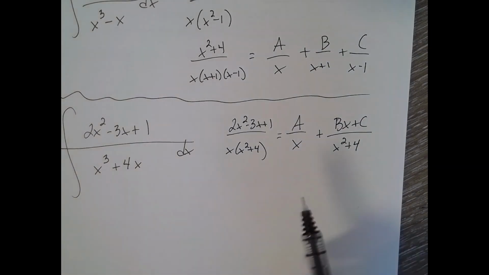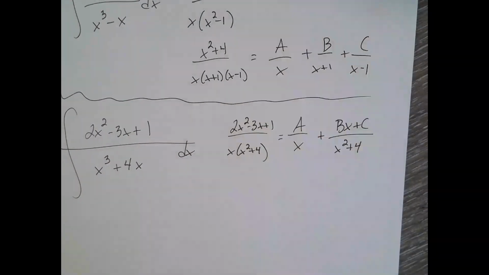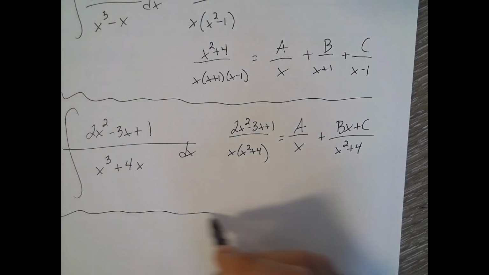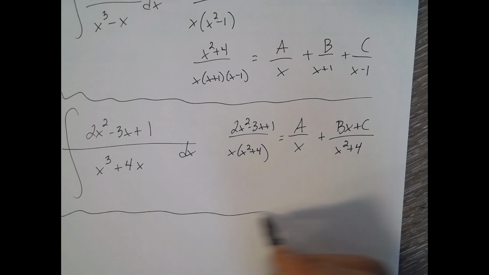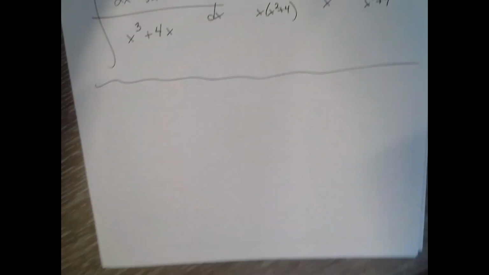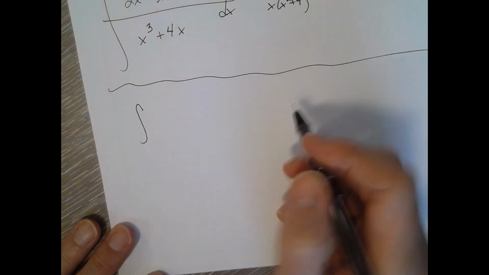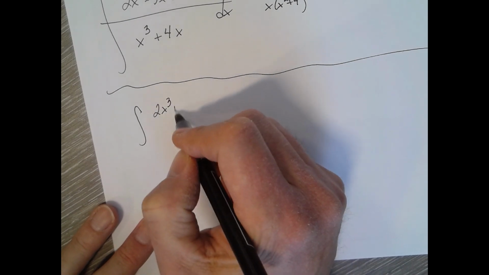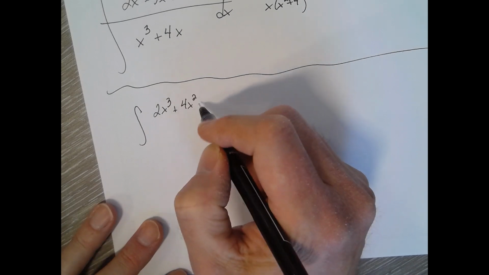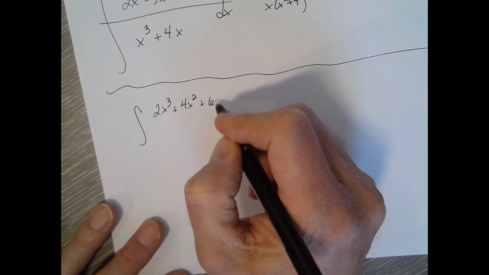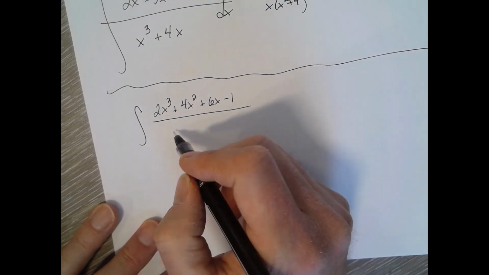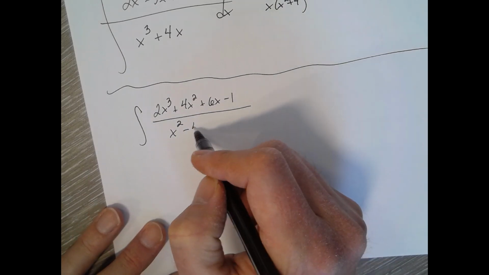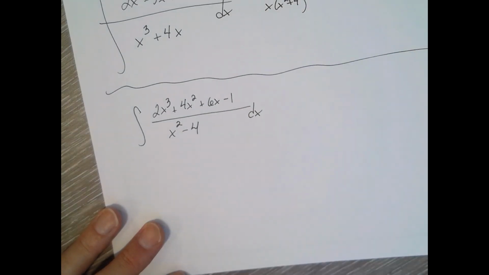And then we would just proceed with the same process as we did before. All right. Another type. It's the last type I can think of, at least right now. If I have an integral of 2x cubed plus 4x squared plus 6x minus 1 over... All right, let's say this is our problem right here.